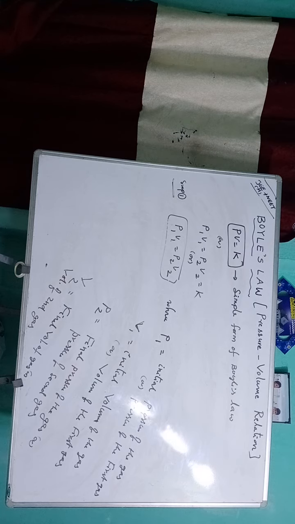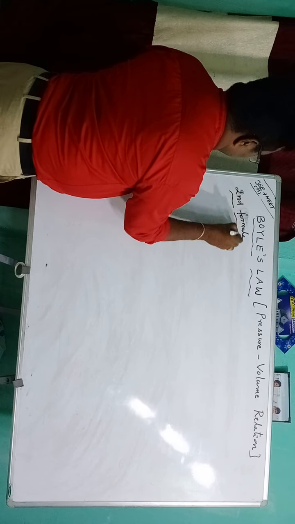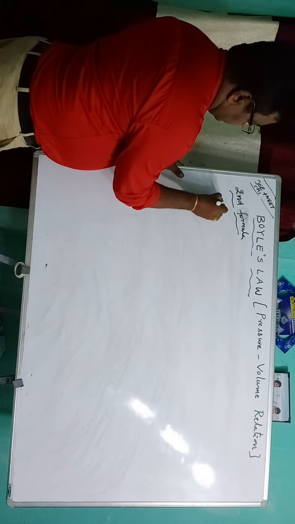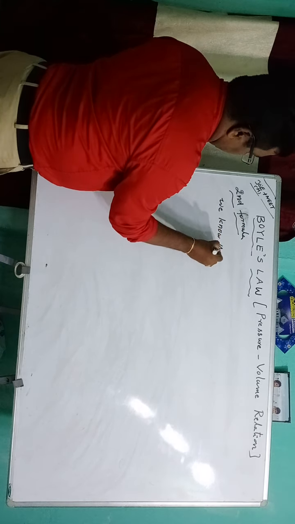So in Boyle's law, we have explained the first formula, P1 V1 is equal to P2 V2. Now the second formula. So we know that density D is equal to mass of the gas by volume of the gas. So this is density. Density is equal to mass of the gas by volume of the gas.